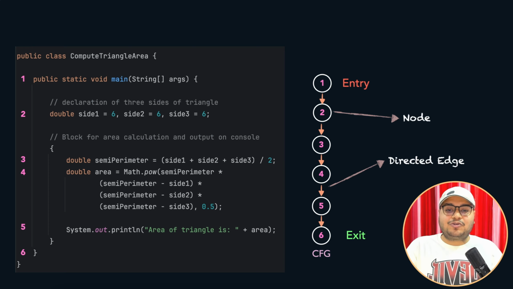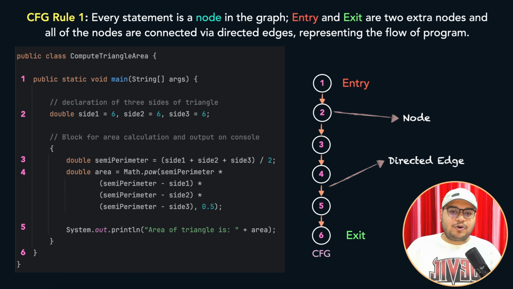And this brings us to the first rule of creating a CFG. Every statement in the program becomes a node in the graph. We also include two extra nodes, one for the entry point and one for the exit point, just so that you can make it a single entry and single exit program and we do not create any confusion. All these nodes are connected by directed edges, which represent how the program flows from start to finish.